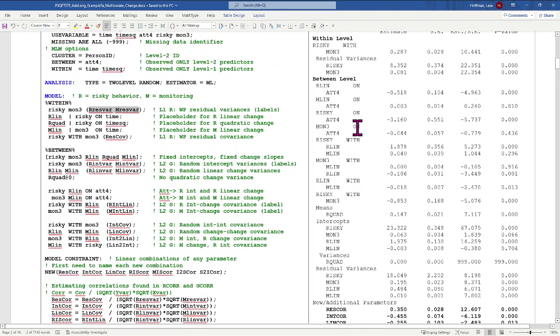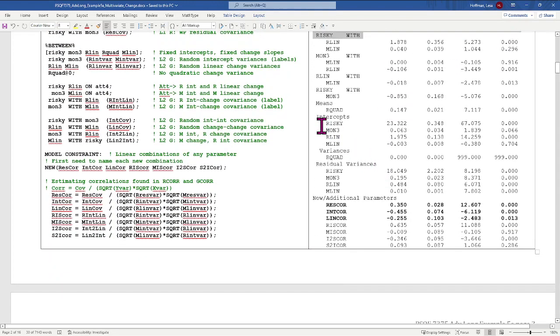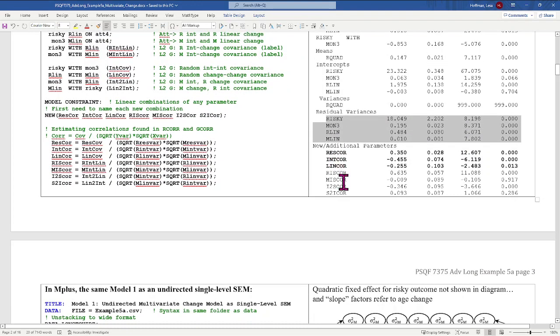In the output, we get all of the covariances, variances, the relationship of attitudes as a time invariant predictor of each of my random effects. We have the fixed intercepts here. These are the fixed linear change slopes. This is the quadratic change slope that's fixed. And then these are the random effect variances for the intercepts and for the change slopes that are linear. And then down here are the correlations.